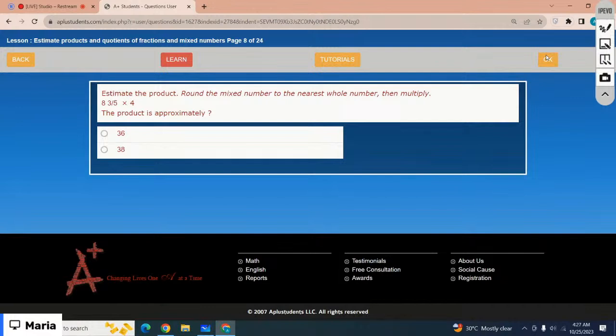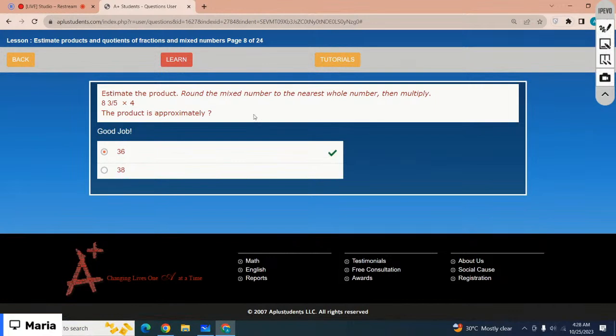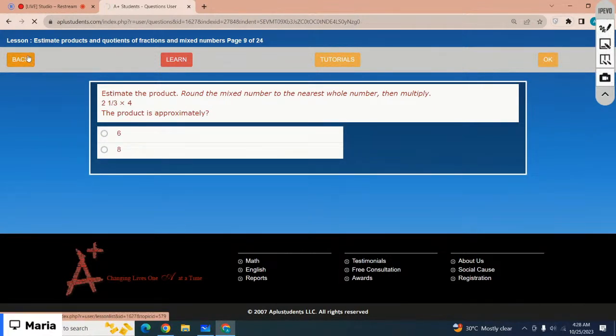The next one is 8 whole 3 by 5 times 4. So which is the correct option? Yes, that would be 4 whole 3 by 5 is rounded off to 9. So 9 times 4 is 36. So the correct option is 36. Okay, you can complete the lesson by yourself later today. Let's just move on to the next one.